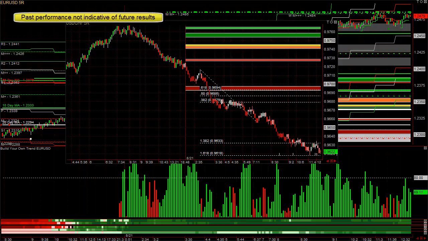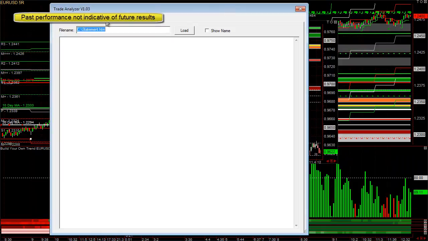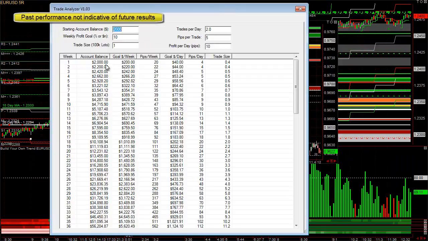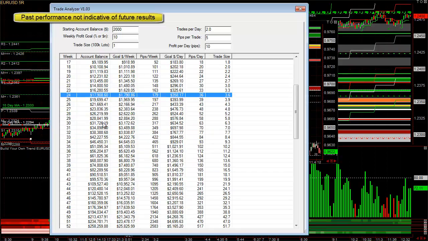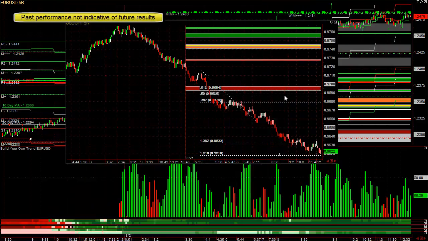I don't want to go over this in depth, as I have in the past, and I don't want to spend too much time on that. On the planner, with your $2,000 balance, if you get 10 pips per day, you can see pretty much every 8 weeks it doubles. Obviously, it's compounded and you're trading more and more lots as time goes on. Here's your account at the end of the year. It's truly staggering, the power of compounding your returns.